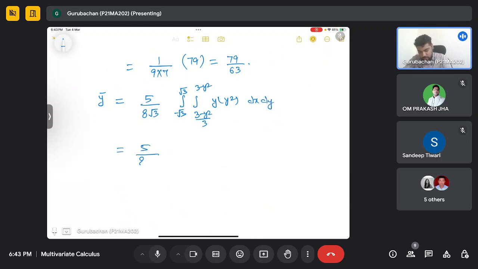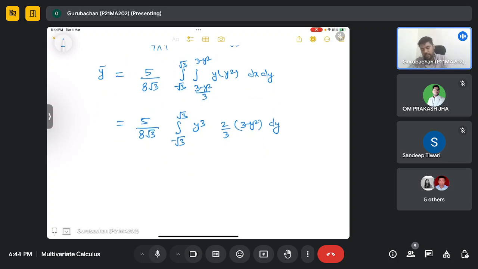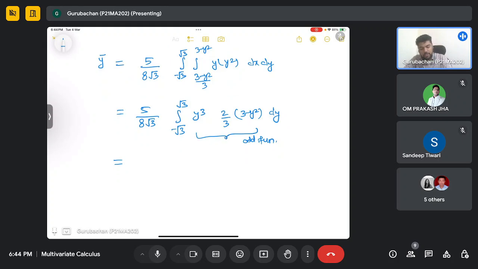So this will give us 5 by 8 under root 3, minus under root 3 to plus under root 3, y cube, and this will give us, I am writing directly, 2 by 3 into 3 minus y square, dy. Now what is the benefit of that smarter way? Then we can clearly judge that this is an odd function. Otherwise you will do the integration and then substitute the values of y, then you will judge that the answer is 0. So it will take a lot of time and your energy. So we should do things in a smarter way, especially the calculation. So it is an odd function, so the integration will be 0.